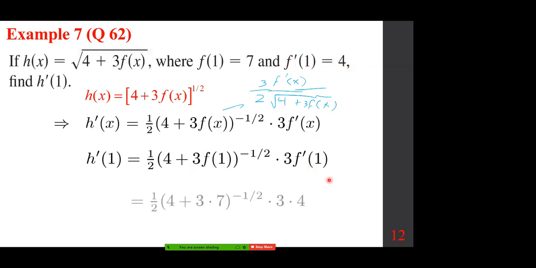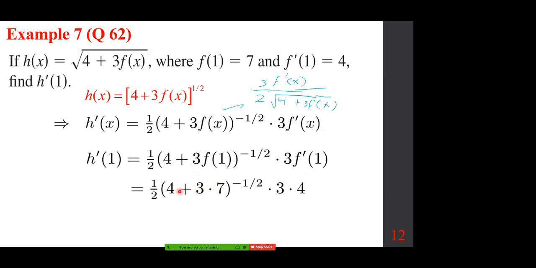Let's plug in. So 3 times 7 is 21, and 4 is 25. And 25 to the power of negative 1/2 means square root of 25 in the denominator. 1/2 and 3 and 4 give us 6. So I hope you realize it becomes 6 over square root of 25.